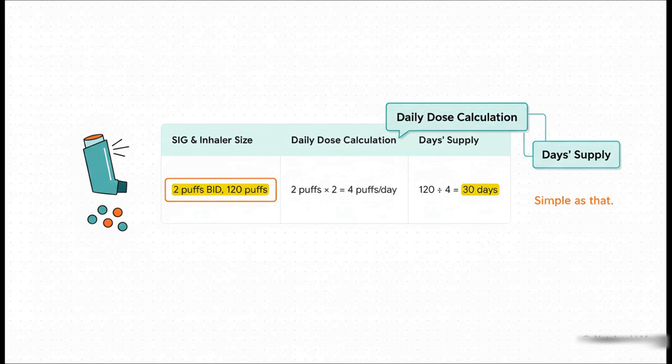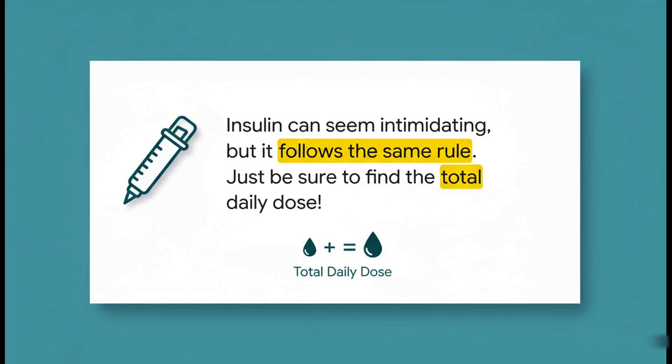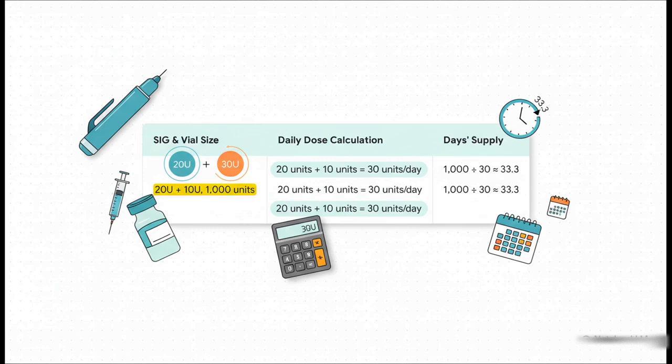Same process. Insulin can look a little scary at first, but I promise it follows the exact same rule. The only little twist is that you often have to add up different doses to find the total for the day. Okay, in this scenario, the patient takes 20 units with breakfast and another 10 with dinner. So what's the daily dose? We just add them together. 20 plus 10 is 30 units per day. The vial has 1,000 units total, so we take 1,000, divide it by 30, and we get 33.3.